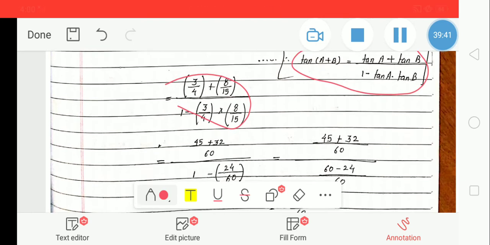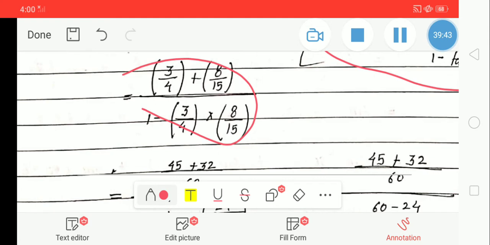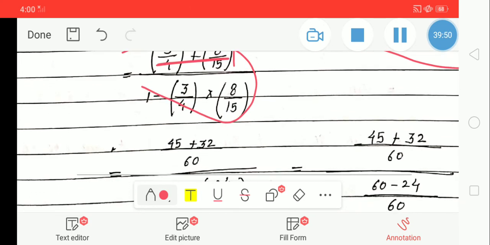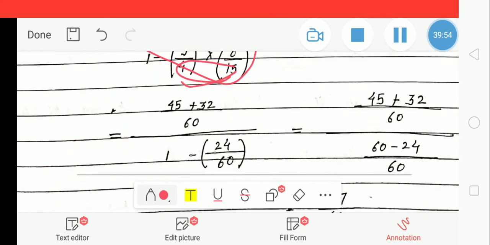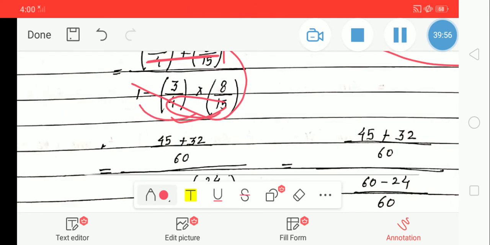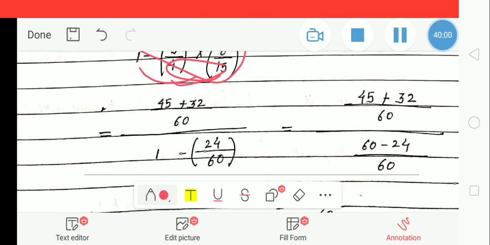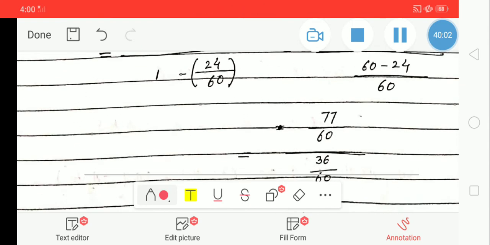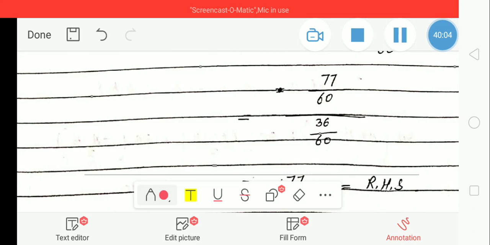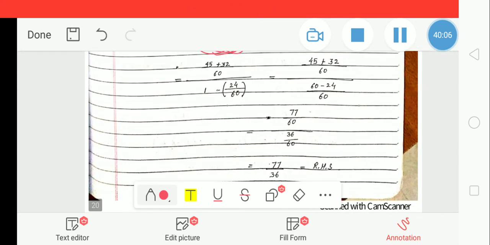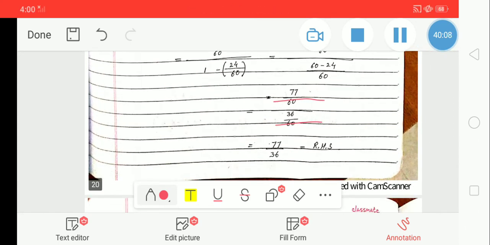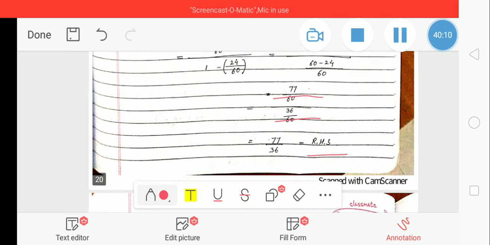Now we multiply by 15 and by 4 on both sides. So the bases are the same, and 4 multiplied by 15 gives 60, and 60 multiplied by 1 gives 60. So 60 minus 24, and these are the same. So 77 divided by 60 and 36 divided by 60. So 60 gets cancelled, leaving 77 divided by 36. That is the RHS.